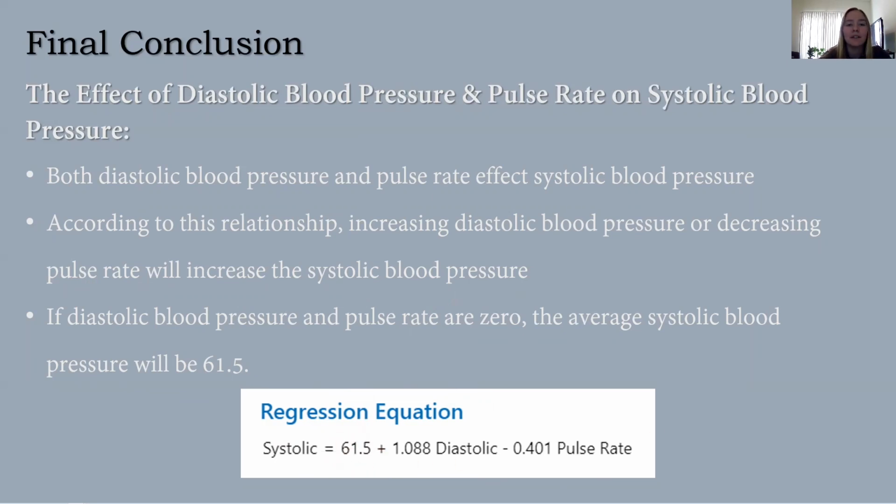That about concludes our problem, and it is easy to see how Minitab can compute these relationships and how we can analyze a regression model on the data set we're given and see if our independent variables do have an effect on our outcome. And in this case, we do see that the diastolic blood pressure and the pulse rate have an effect on our systolic blood pressure.